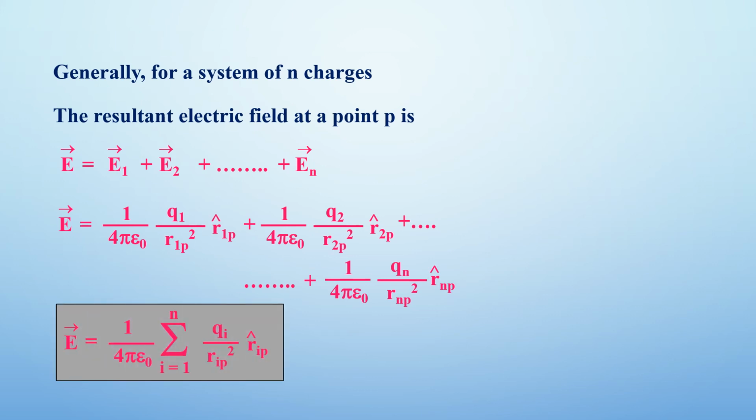Find out which terms are common, get the common term out, which is 1 upon 4 pi epsilon naught, and you can directly write it as summation of Qi upon RiP squared into RiP cap, where i has values starting from 1 up to n.